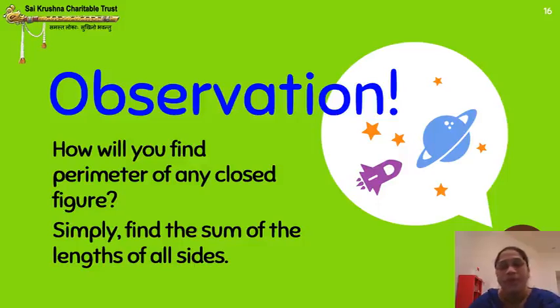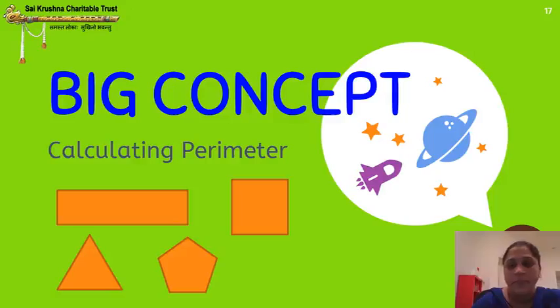So what did we observe here? How to find the perimeter of any closed figure? Simply find the sum of the lengths of all the sides. So let's see how to calculate perimeter. So you see here all the shapes. We are going to find some formulas that we can use to find the perimeter of different shapes.